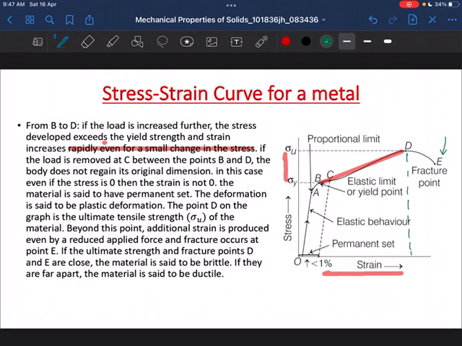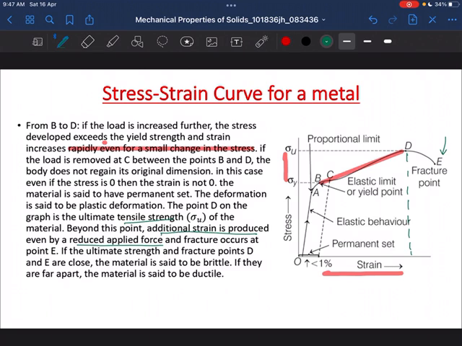So here the point D on the graph is the ultimate tensile strength of the material. Beyond this point, additional strain is produced even by reduced applied force. If I reduce the applied force, the deforming force, a little, still the strain will increase. And fracture occurs at point E.